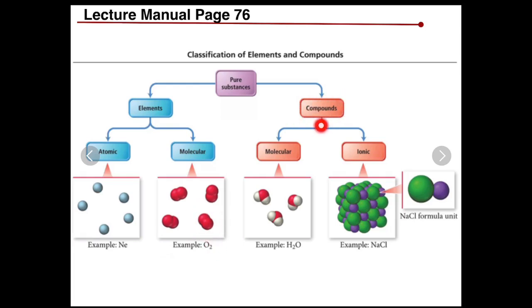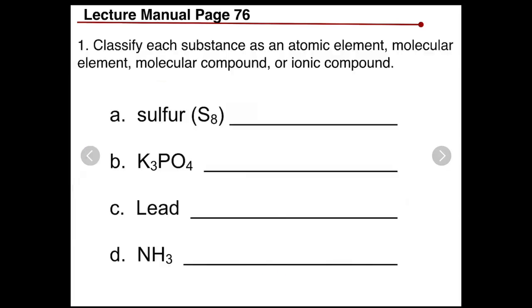For compounds that contain two different types of elements, you are going to be able to classify them either as molecular compound or ionic compound. Molecular compound would be the one that is sharing electrons, so non-metal and non-metal, and ionic compound would be metal and non-metal. Okay, so here is a quick review of those definitions.